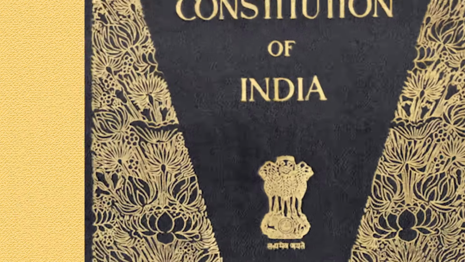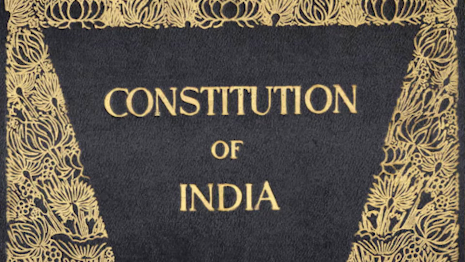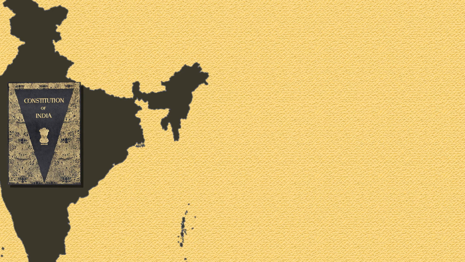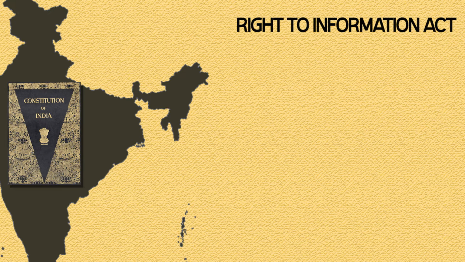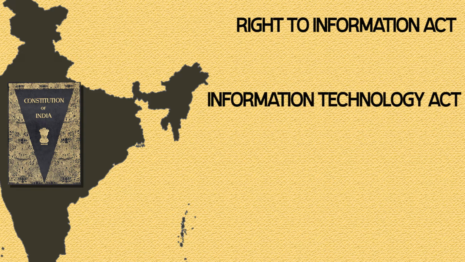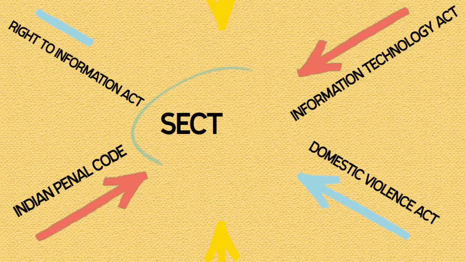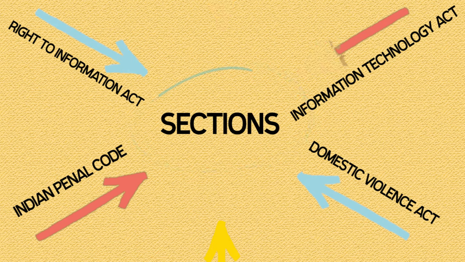The Constitution of India is the fundamental law of our land. It is from this fundamental law that all other laws are derived. For example, Right to Information Act, Information Technology Act, Domestic Violence Act, and many others, including the Indian Penal Code. Now, the legal provisions in each of these acts are called sections.